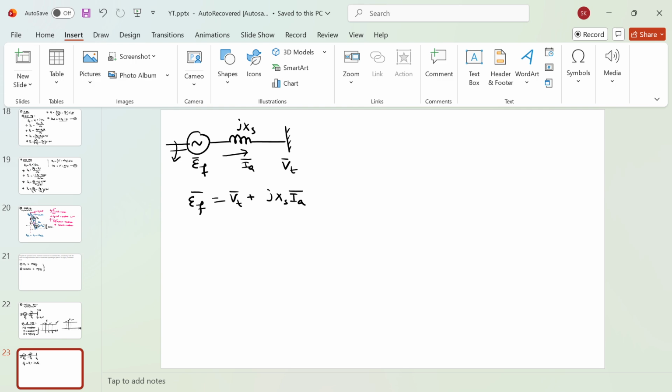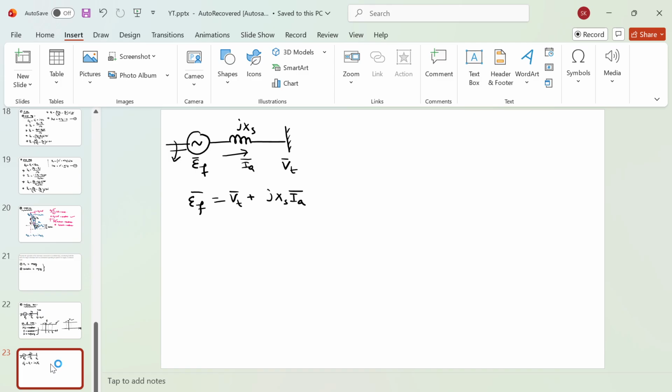Now, this entire system is basically lossless. You can say this is a lossless system. So whatever power you are giving to the synchronous generator, the entire power will go to the grid. And if you increase the active power through the prime mover, then we will see what will happen.